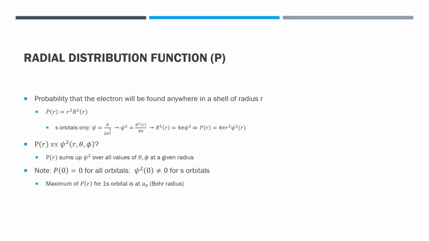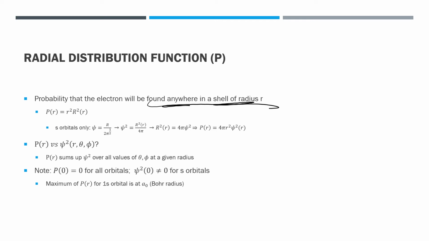So now I want to talk about radial distribution functions and what exactly they mean. So what is a radial distribution function? The radial distribution function is the probability that an electron will be found anywhere in a shell of radius r. We're taking out the angular parts. We're saying, okay, let me ignore the angle. If I take a shell at radius r, I want to know the probability that I find the electron there. That's what my radial distribution function is doing.